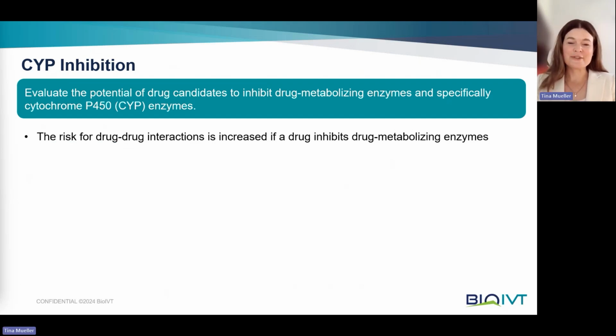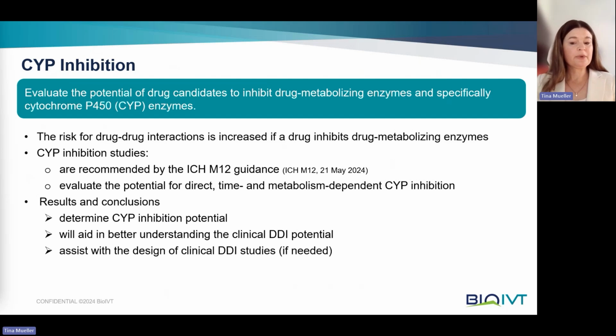So now let's go back to CYP inhibition. Now, CYP inhibition studies are recommended by regulatory guidance such as the ICH M12 as part of the in vitro DDI package. Here at BioIVT, we routinely evaluate three types of inhibition: direct inhibition, time-dependent inhibition, and metabolism-dependent inhibition. And I will explain these types in more detail later. What I do want to do now is, though, point out that time and metabolism-dependent inhibition are not always distinguished, such as, for instance, in the ICH M12, where both are called time-dependent.